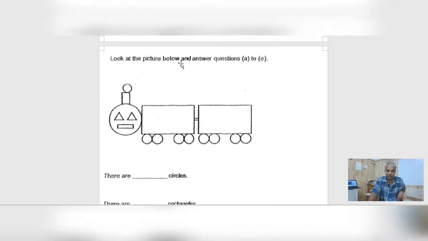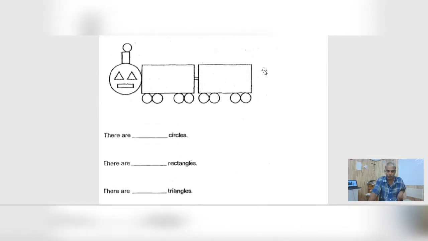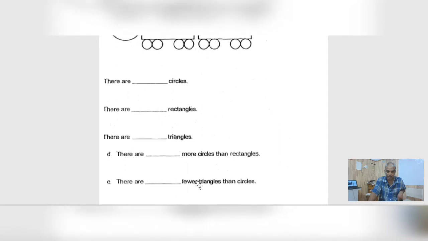Alright, check the next one. Look at the picture below and answer questions A to E. So you have so many questions, A, B, C, D and E, right?